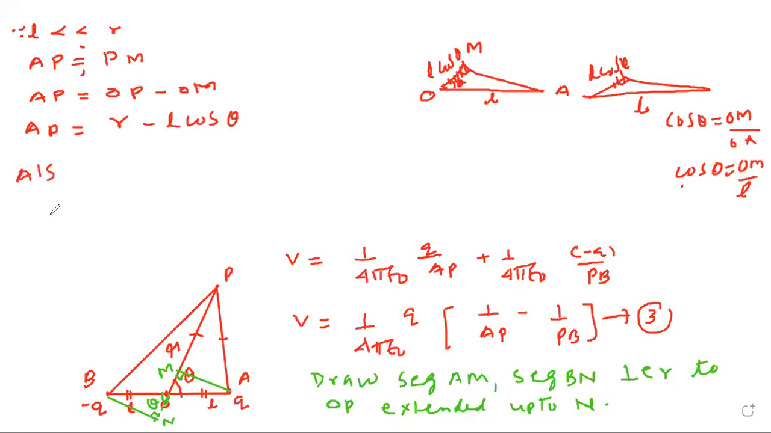Also, B is approximately equal to P to N. Therefore, B is approximately equal to O to P plus O to N. And ON is also the side adjacent to theta, so it will become L cos theta. OP is R. ON is L cos theta. PB. Now I got AP, PB in terms of known quantities R, L cos theta, which I will substitute in the third equation. Simplify, I will get my answer. Copy till this, then I'm doing the end part.